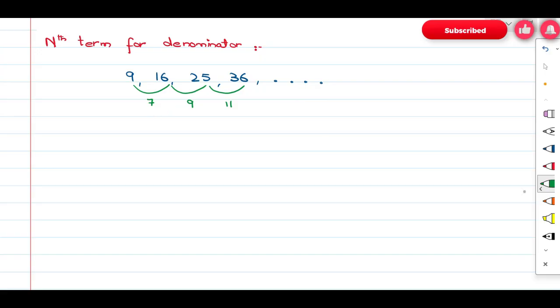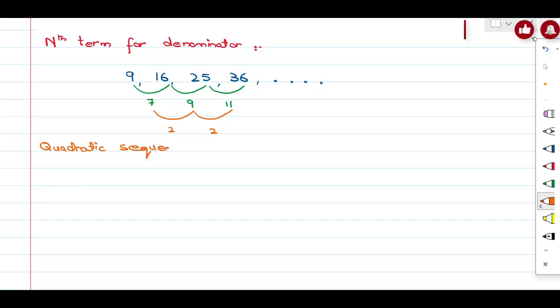Now let me figure out the second difference. The difference between 7 and 9 is 2. The difference between 9 and 11 is also 2. So when the second difference, the difference of difference, is constant, then that sequence is a quadratic sequence. I have made a separate video on the quadratic sequence, on how we figure out the nth term for it.